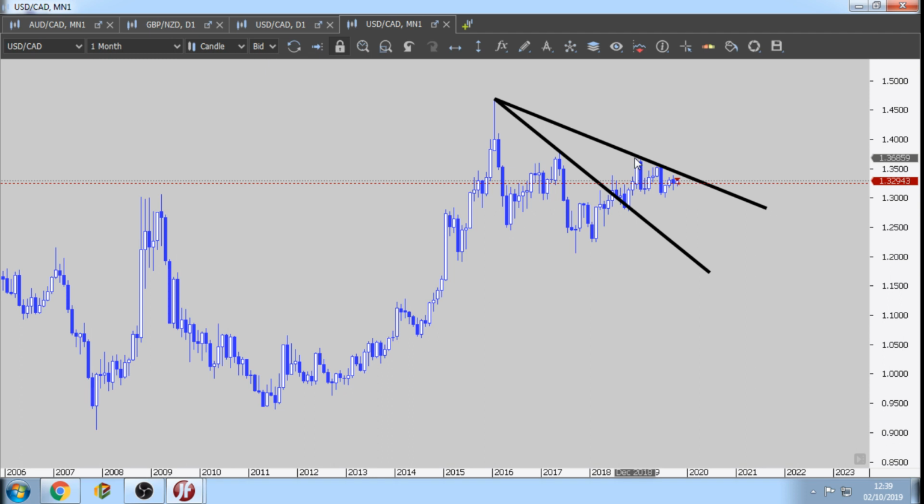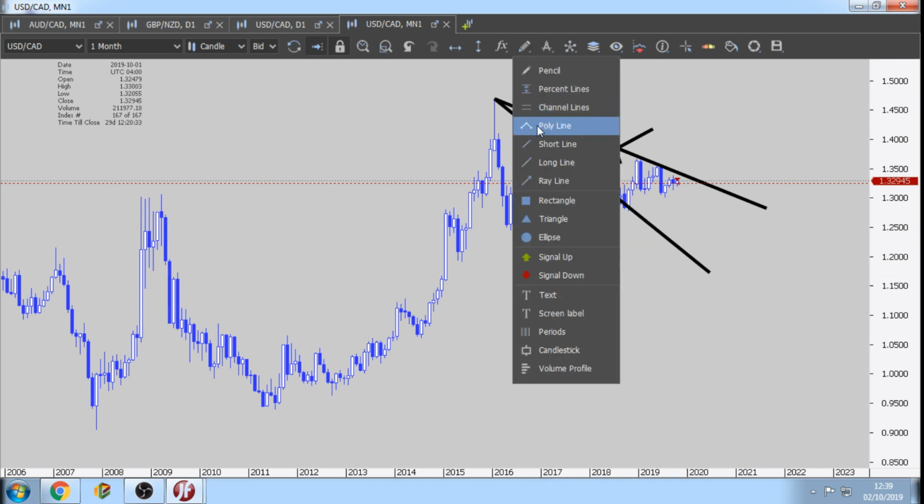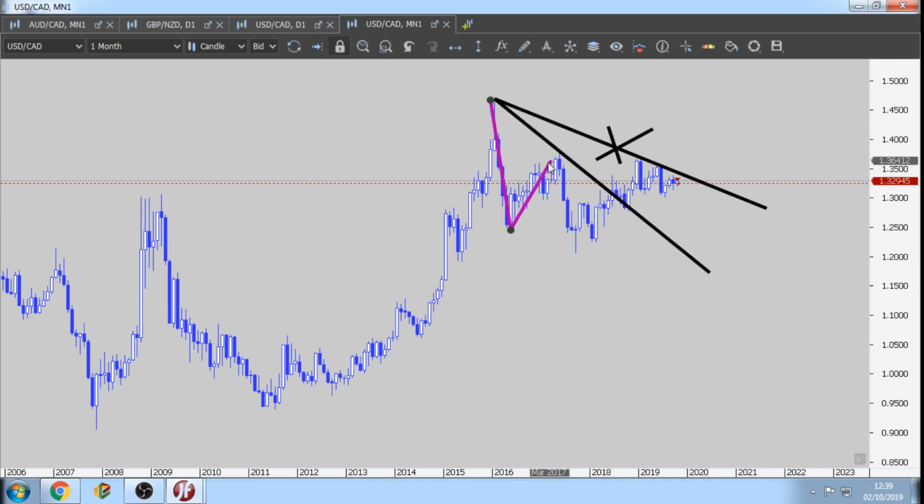Decrease the angle in relation to the horizontal axis. Well, I don't have any other choice. Well, this is wrong, okay? This is wrong and this is the right one. Trend lines are tools that confirm the trend. Okay?